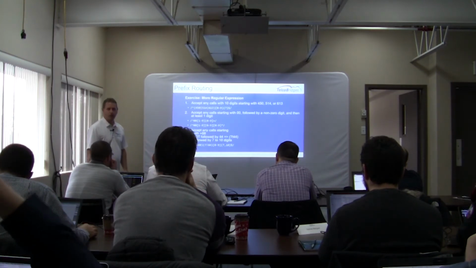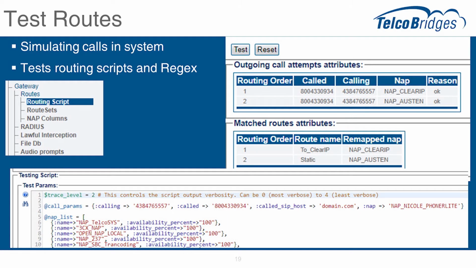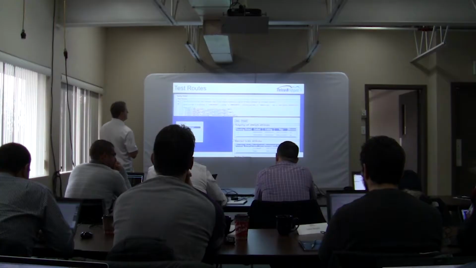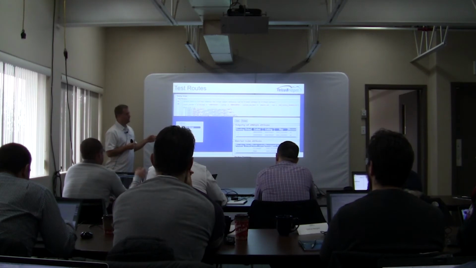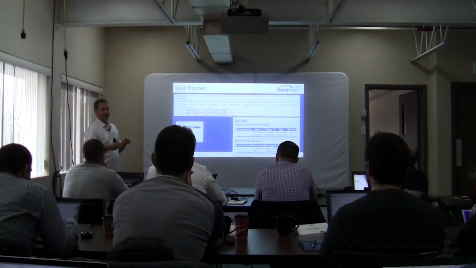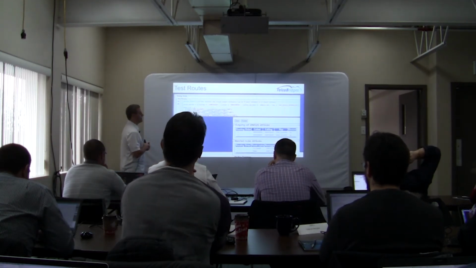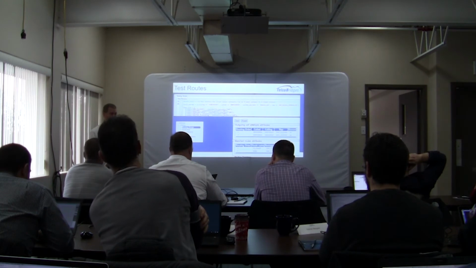All right, so once you've done your routing table, maybe you tested your regular expressions in the online tool. You can also test it in the system directly. So you can program your routes and then fake some test calls in the system just to try if it's going to work, if it's going to do what you want, replace the correct number, stuff like that.